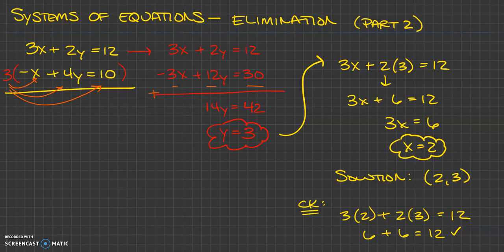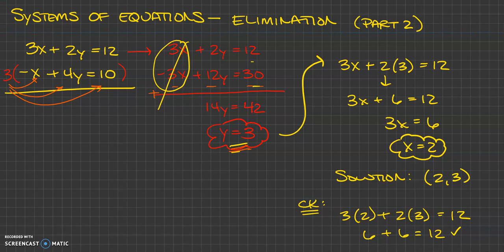And so when I add them up, 3x minus 3x cancels. It goes bye-bye. 2 plus 12 equals 14y. 12 plus 30 equals 42. Divide both sides by 14 and you get y equals 3. Now, it's the same thing we've been doing. That was the only thing new: multiplying, in this case, the bottom equation by a positive integer greater than 1, so as to get these coefficients offsetting one another. That was the whole goal. And now once I've done that, everything else is the same.